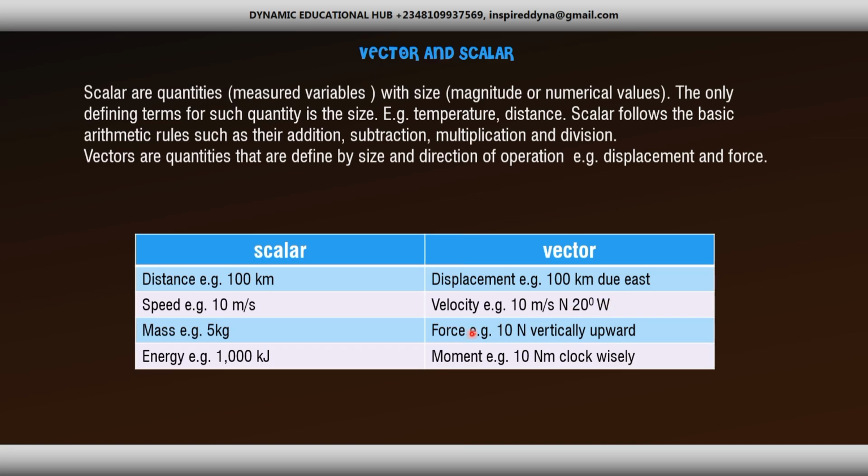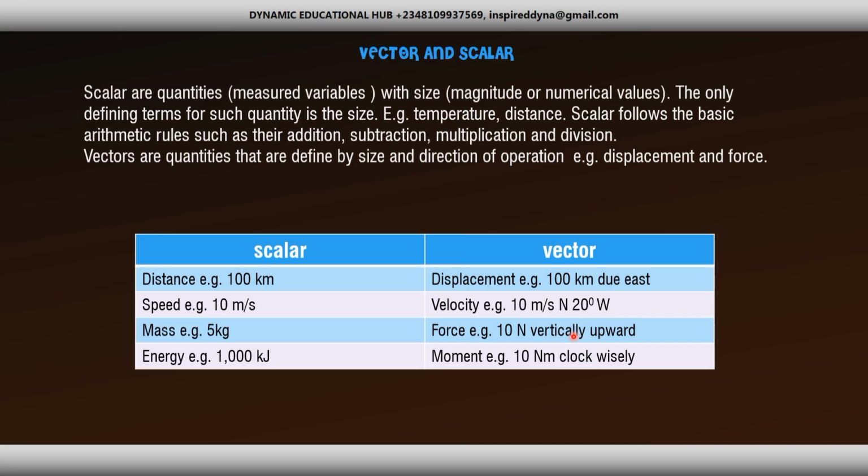Now we have another thing again, force. For example, 10 Newton vertically downward. Vertically downward is showing you the direction. Now 10 Newton vertically upward is different from 10 Newton vertically downward. That is what I'm showing you here.